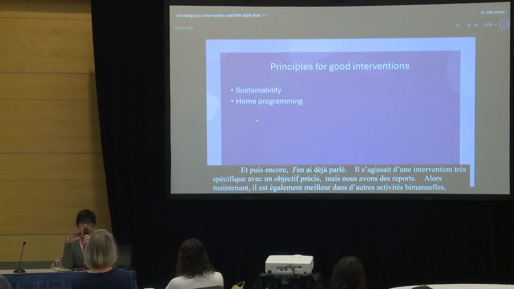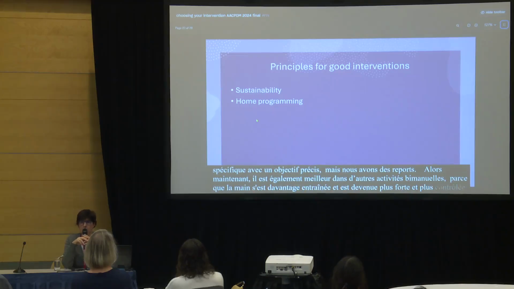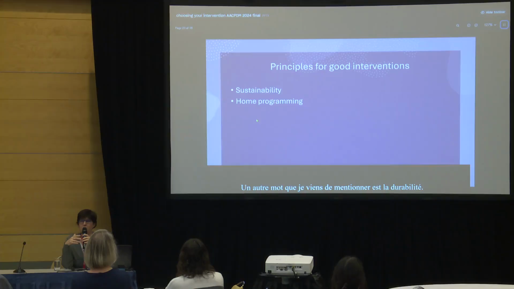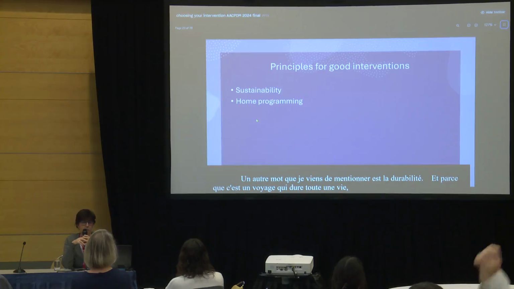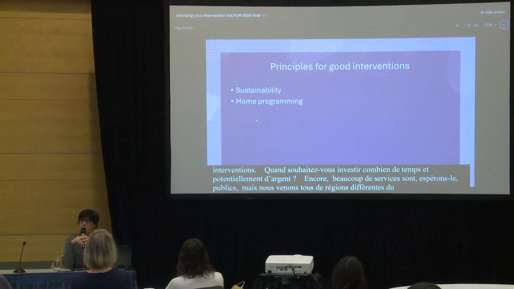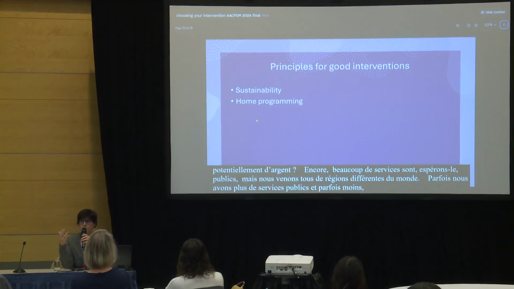So another word that I just mentioned is sustainability. And again, because it's a lifelong journey, you really need to pick your interventions. When do you want to invest how much time and potentially money? Again, a lot of these services hopefully are public, but we all come from different areas in the world. Sometimes we have more services public and sometimes less. And parents go around often with the feeling of, I don't want to miss the boat. Many have heard about early interventions. They want to front load.